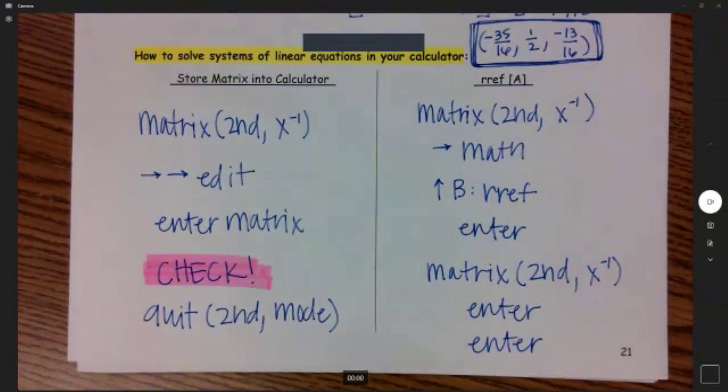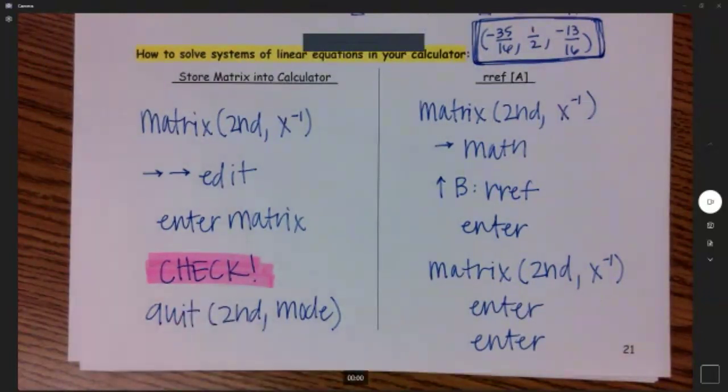If you notice, I have highlighted this check because again, I cannot stress enough. Take the time, the whole 5 seconds it takes to check your calculator to make sure that you've entered in that matrix right. Don't get it wrong because you accidentally entered it in some number incorrectly.